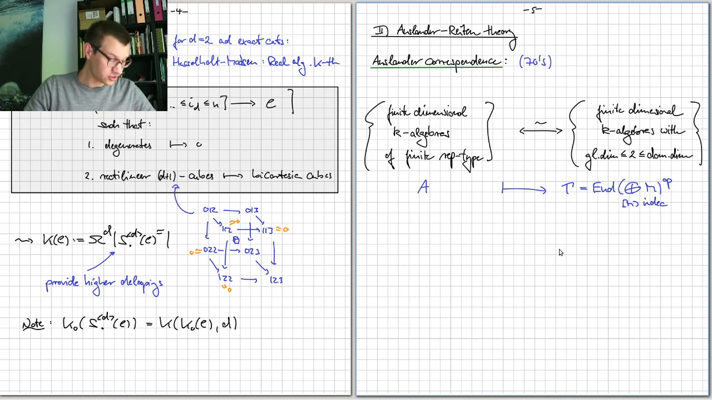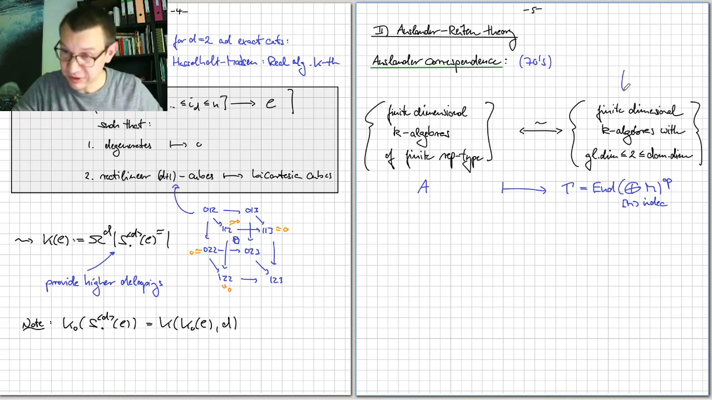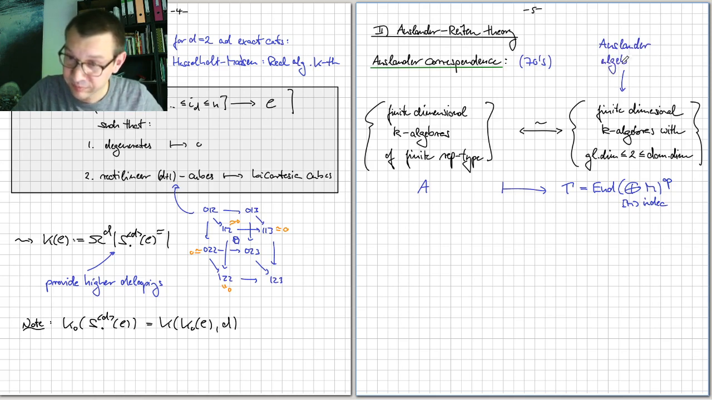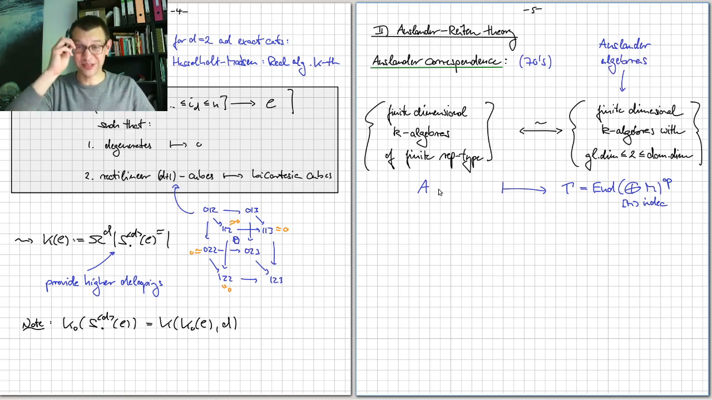So what is the interesting statement? The interesting statement is, well, you get by this construction, first of all, a certain class of algebras, which are called Auslander algebras. And the idea is now, and I won't be able to really do this justice in any way. It would take a whole course to really explain this.